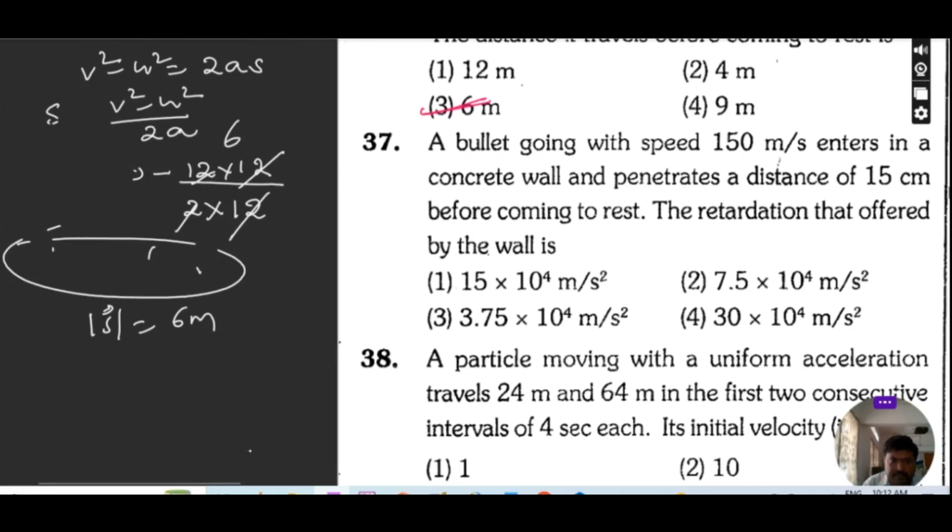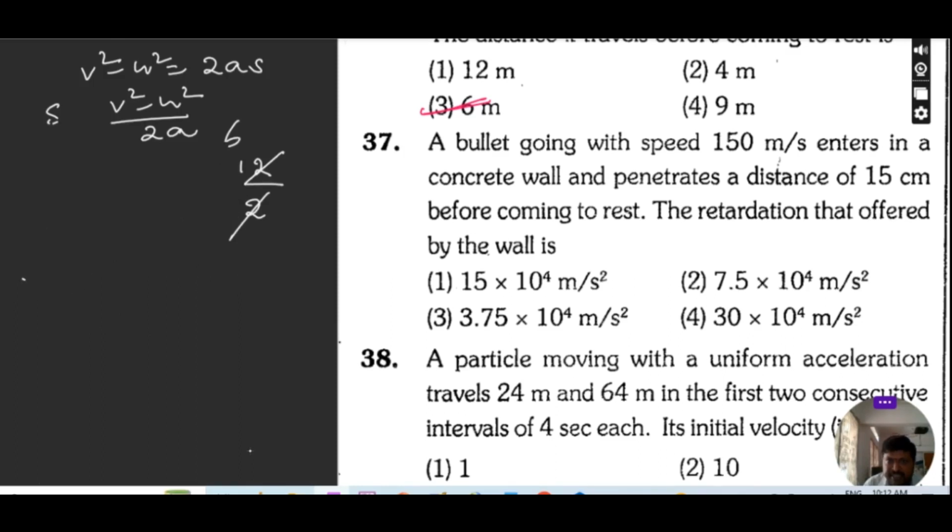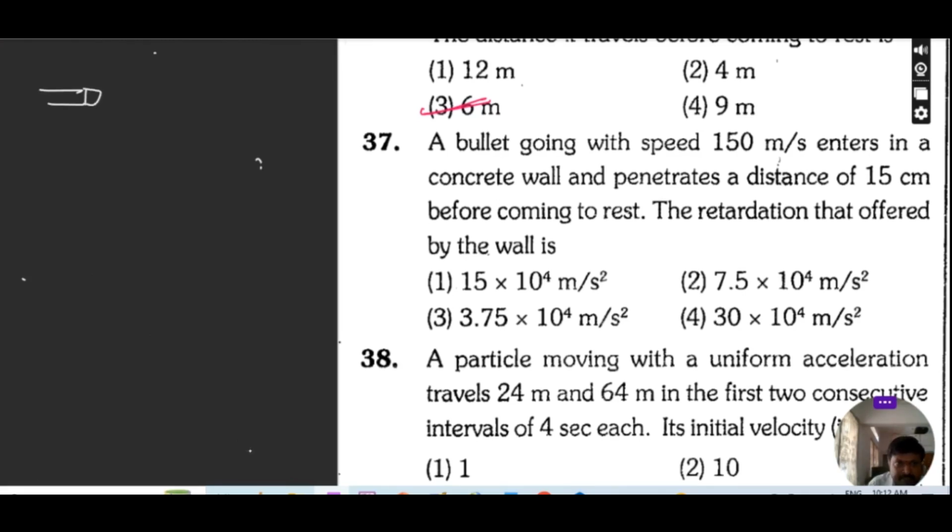One. A bullet going with speed 150 meter per second enters a concrete wall and penetrates a distance of 15 centimeter before coming to rest. The retardation offered by the wall is. Here a bullet is going with a speed of 150 meter per second, enters a concrete wall and penetrates a distance of 15 centimeter.